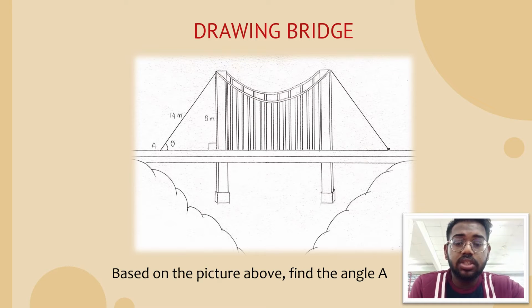Today I'm here to give an example and elaborate a solution for a trigonometry question. We have one question about a bridge. There is a drawing of a bridge. Based on the picture above, find the angle A. So the question is, find the angle A. Now I'm going to teach how to do the mathematical solution for this question.